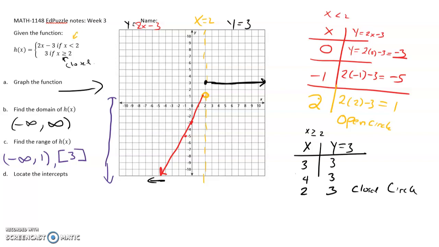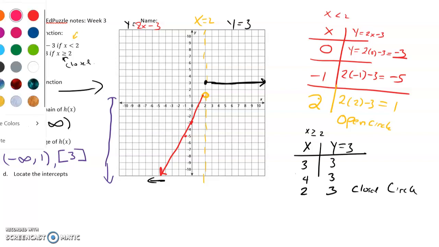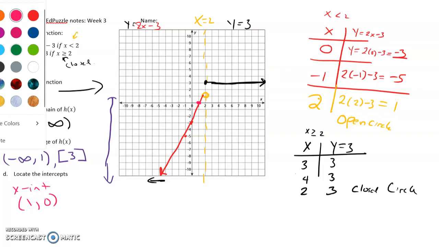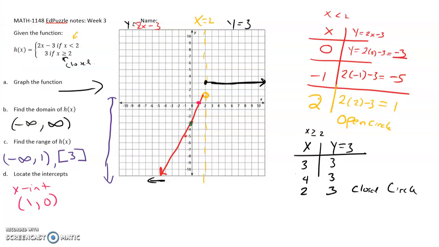The last thing that this is asking for is the intercepts. So let's locate the intercepts. Well, there's an x-intercept. Where does this graph cross the x-axis? It's right here, right? So we have an x-intercept at the point (1, 0). And now we'll also look for a y-intercept. Can you see where this graph crosses the y-axis? We also plotted that point. So we also have a y-intercept at (0, -3). Be careful there. I was very tempted to write that -3 first. That point is actually (0, -3).